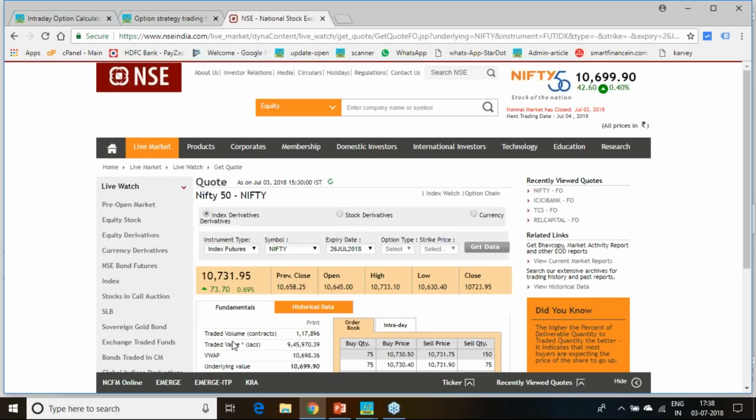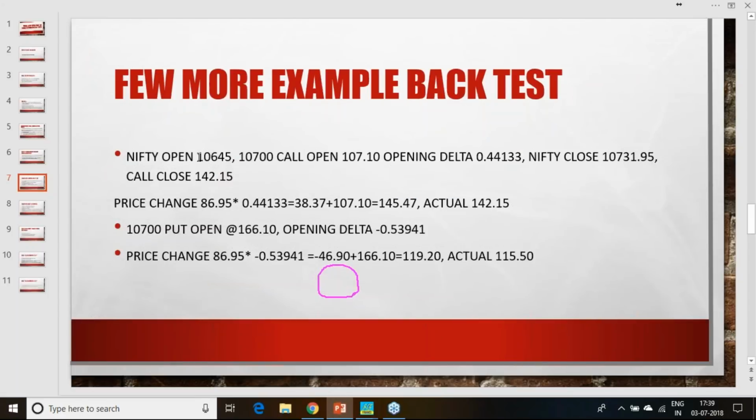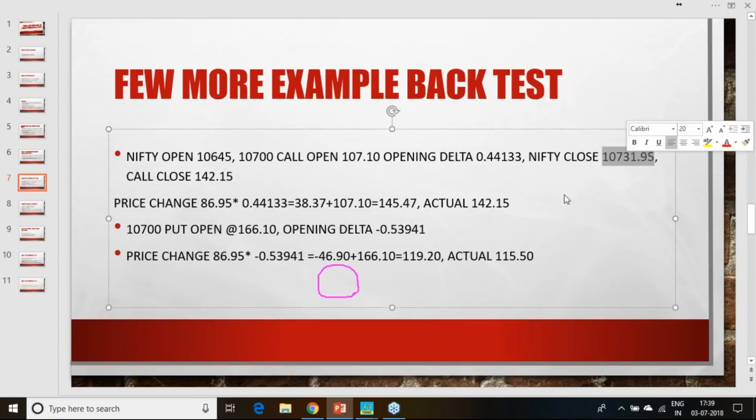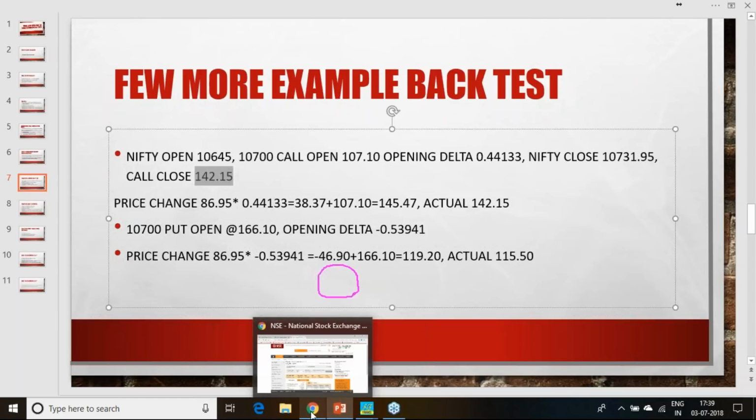What price has it opened at? So today the Nifty has opened at 10,645. These are the same things I have put here. So Nifty has opened at 10,645. The 10,700 call option has opened at 107 rupees and 10 paisa. Then Nifty has today closed at 10,732. The call also closed at 142. So these things I need to calculate.